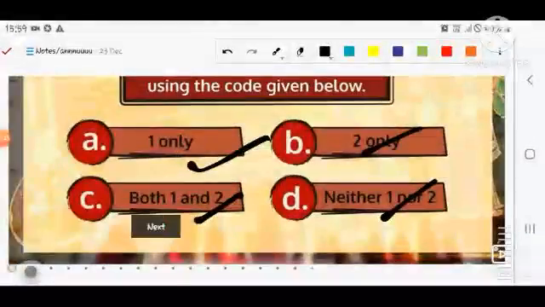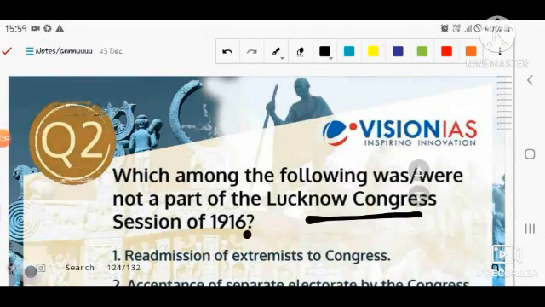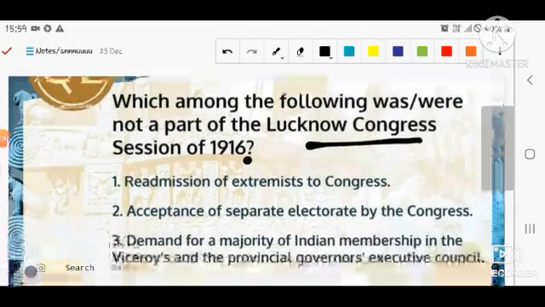Let's discuss the next question. The next question is correlated with modern history. Second question: which among the following were not part of the Lucknow Congress session of 1916? It means the 1916 Lucknow session was organized, but what was not a feature of it, that the INC leaders were pondering upon at that point of time?